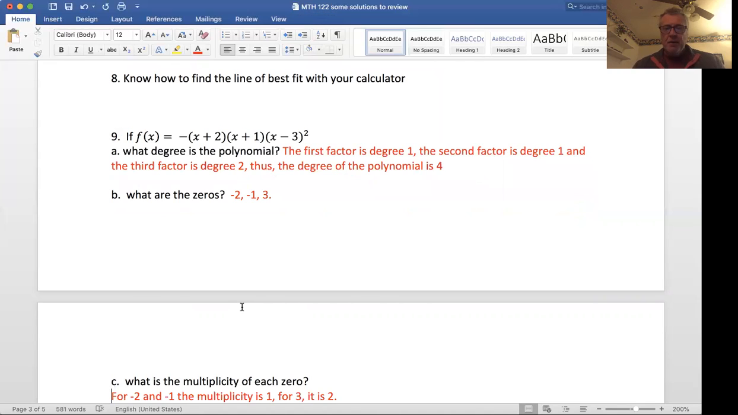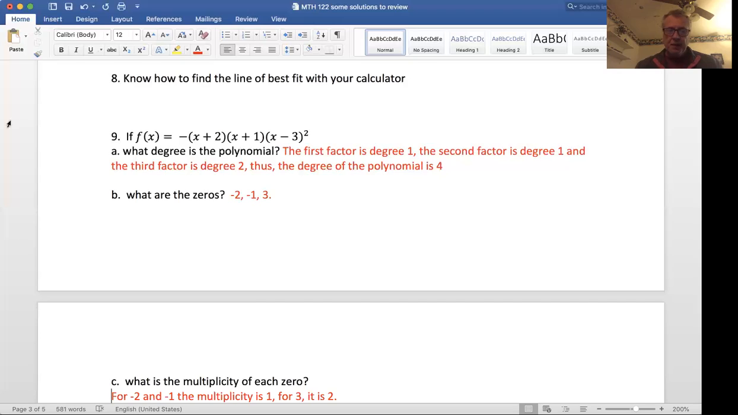In number 9, we have a function that's already a polynomial that's already factored. And it tells us that we have zeros coming from x plus 2, x plus 1, and x minus 3. First, the first factor is degree 1, the x plus 2. The second factor is degree 1, the x plus 1. And the third is degree 2 because it's quantity squared. So first times a 2 gives us a polynomial of degree 4. The zeros are minus 2, minus 1, and 3.